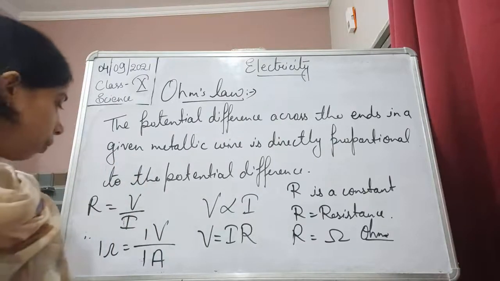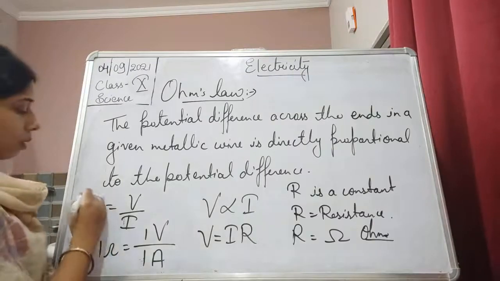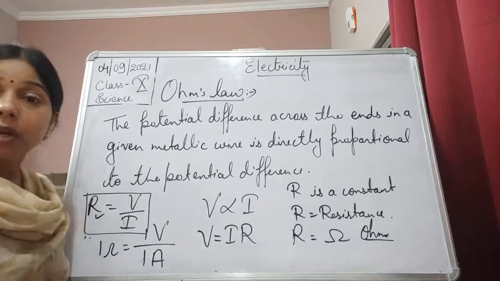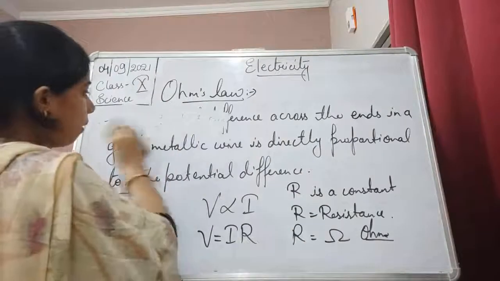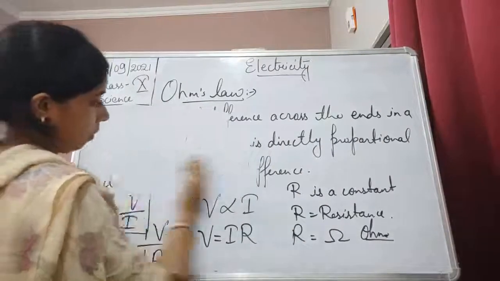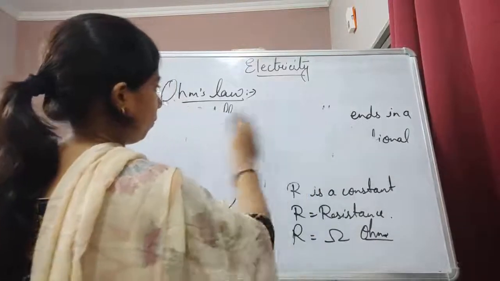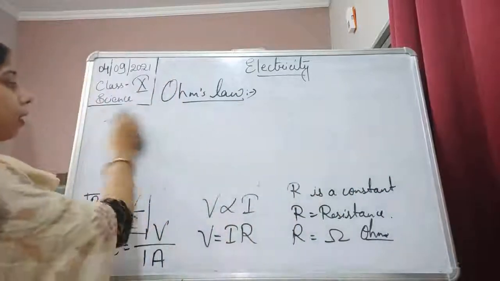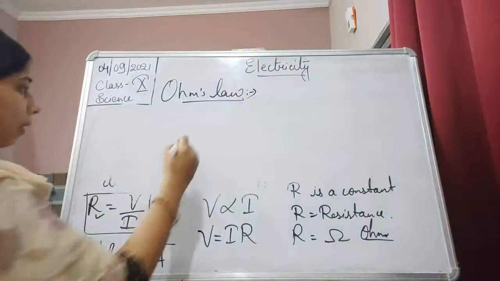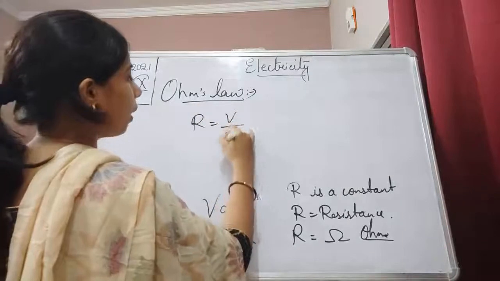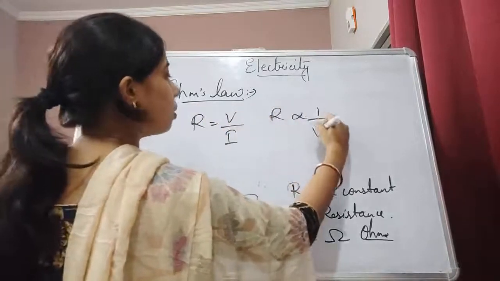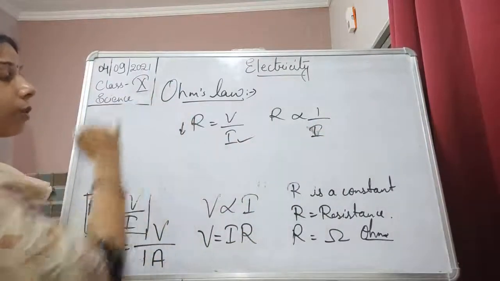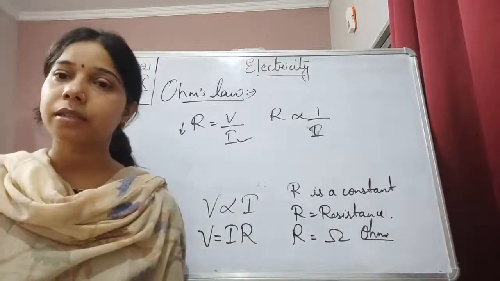Now, by this, students, this relationship explains a lot of things. That is, the resistance is inversely proportional to current. See here, it is given that R is equal to V upon I. It means R is inversely proportional to I. So, if the current increases, resistance will decrease. If the resistance decreases, current will increase.